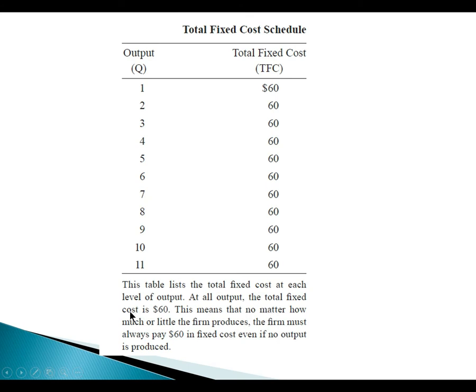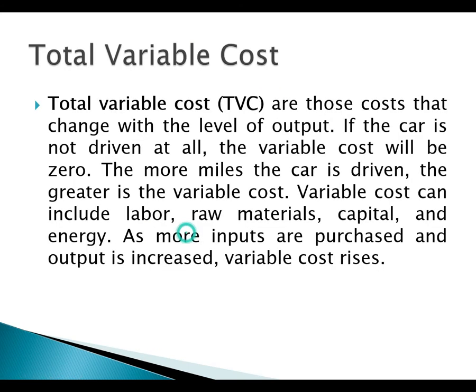At all outputs, the total fixed cost, let's say in this example, is $60. This means that no matter how much or little the firm produces, the firm must always pay $60 in fixed cost, even if no output is produced. So it is a very common concept. If you have any kind of question, you can ask me anytime.